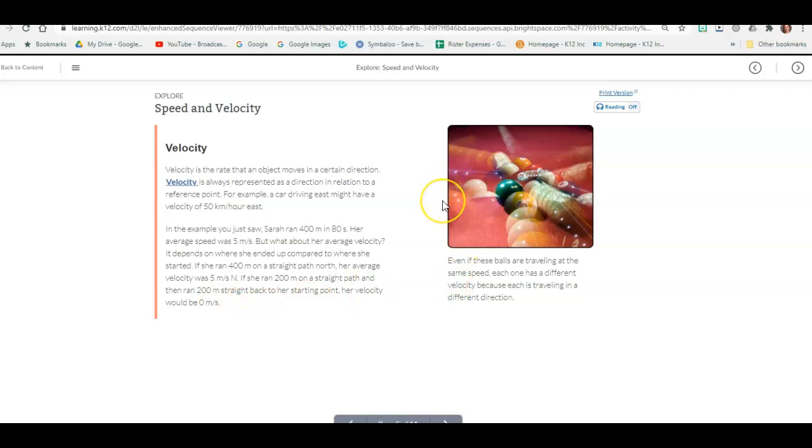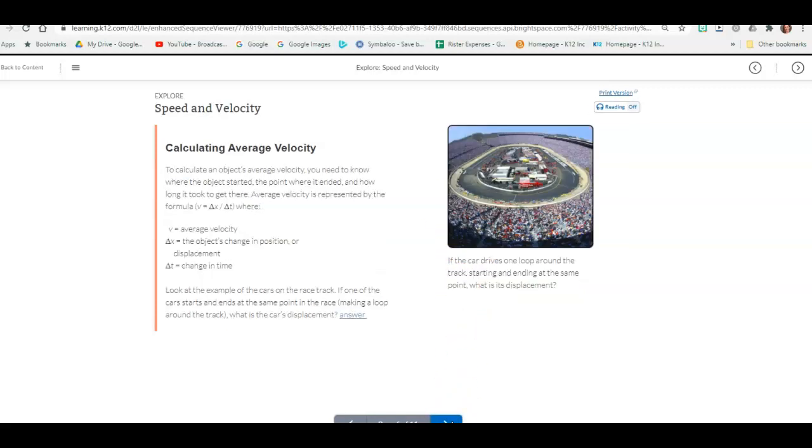So look at the example here. Even if these balls are traveling at the same speed, each one has a different velocity because it's traveling in a different direction. To calculate the average velocity, you need to know where the object started, the point where it ended, and how long it took to get there. So this is another formula you need in your notes.